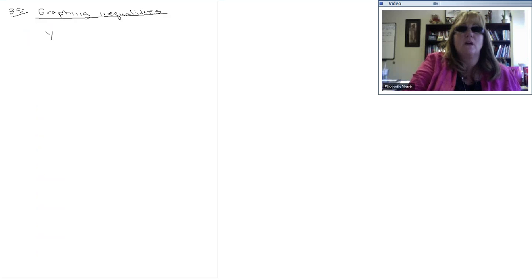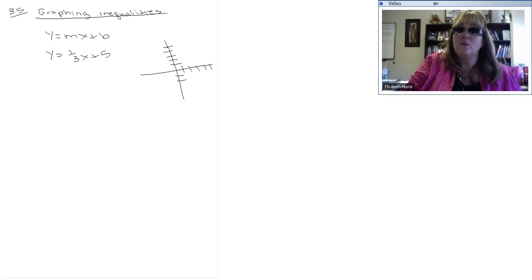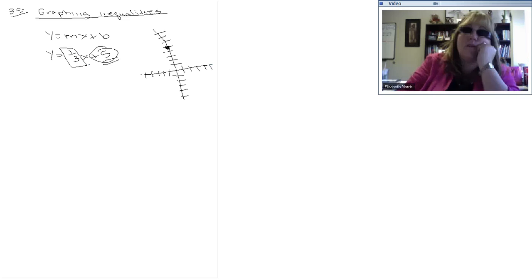Okay, let's talk about y equals mx plus b, okay? If you had y equals 1/3 x plus 5 on a graph, the y-intercept, the b, tells you where to start, always. This is your y-intercept, meaning the line crosses the y-axis at 5. Now, slope tells you how, from the y-intercept, to go. From the y-intercept, the slope tells you where to go.